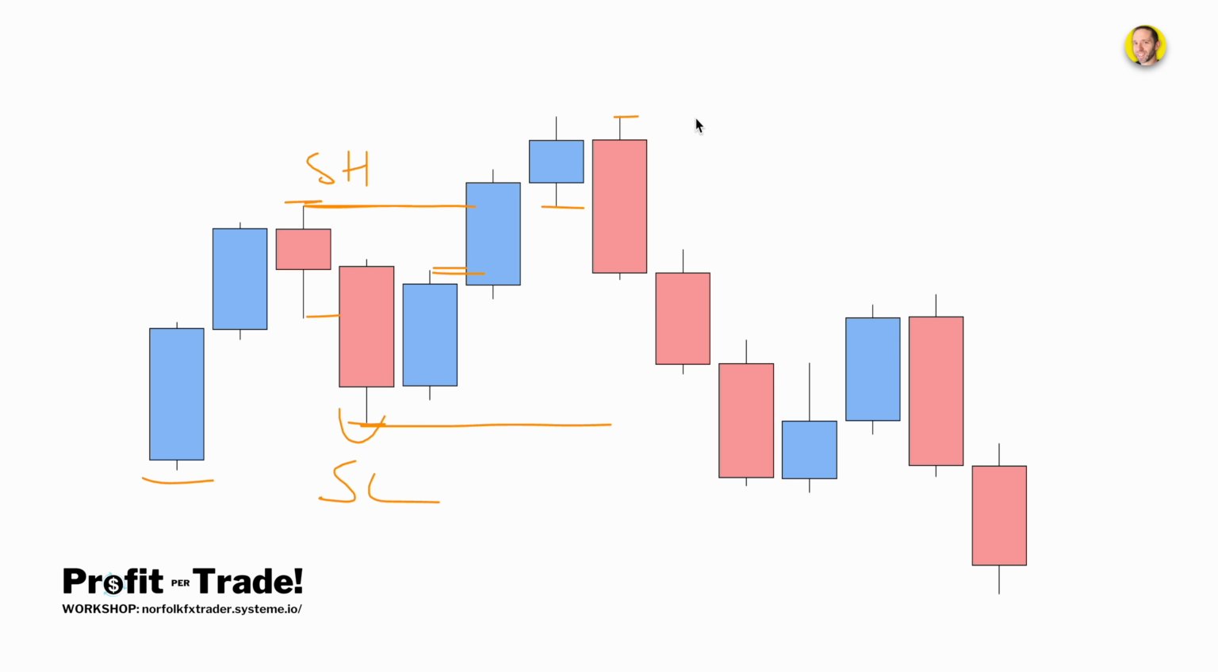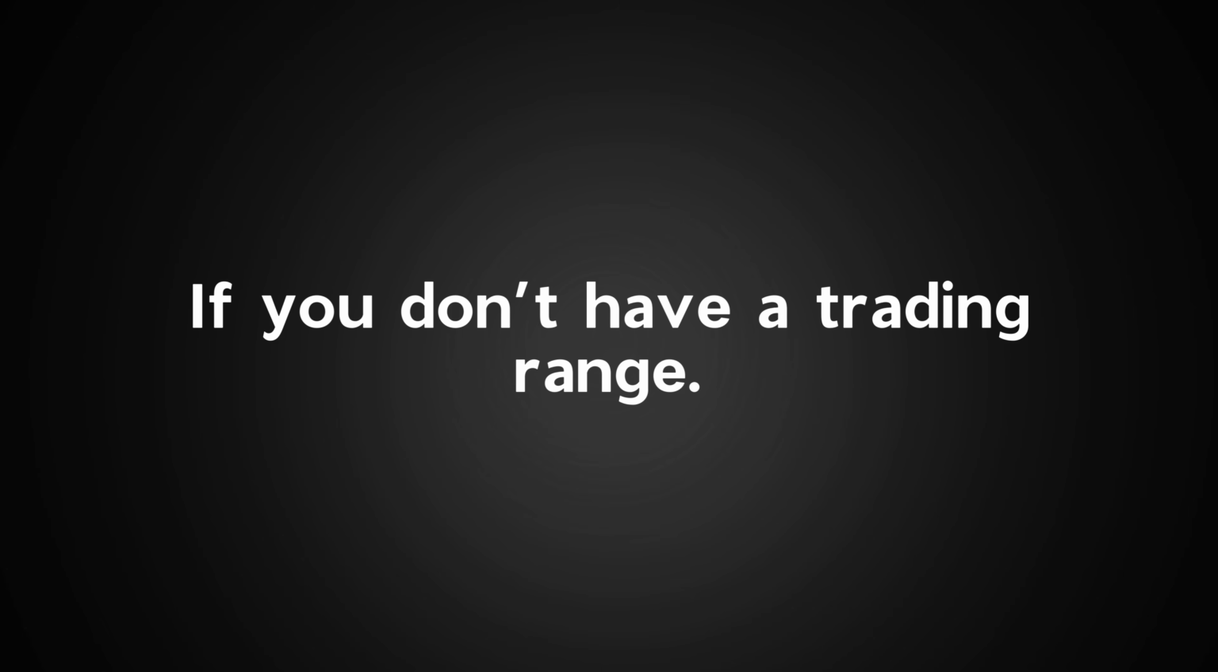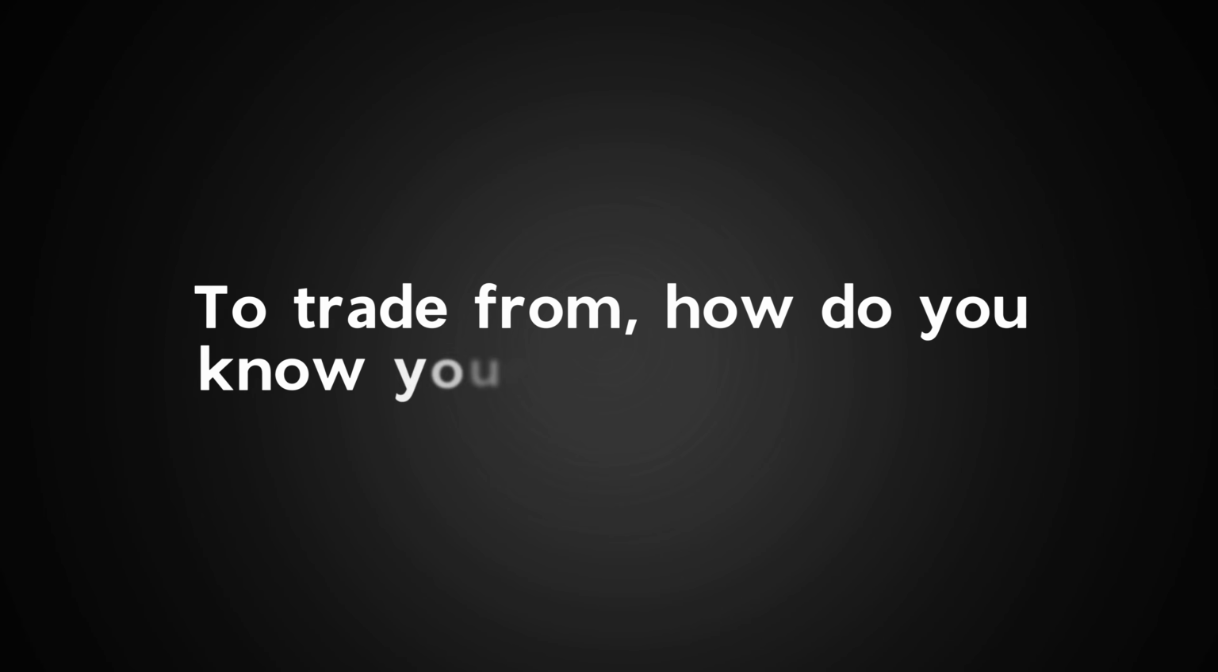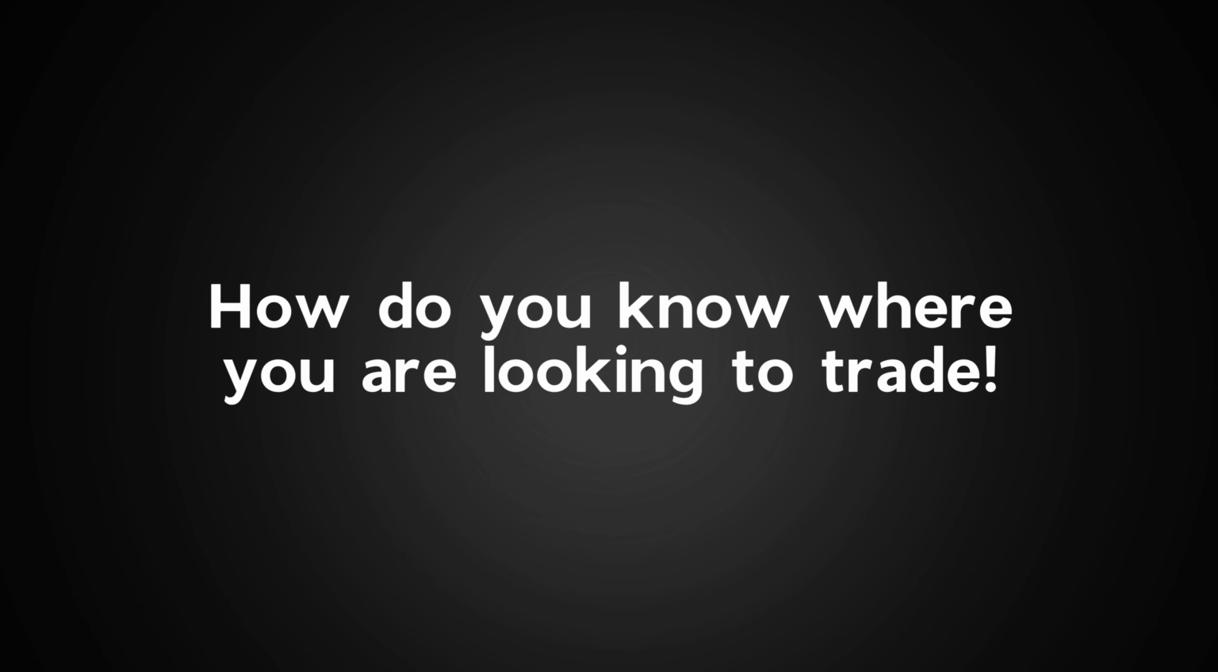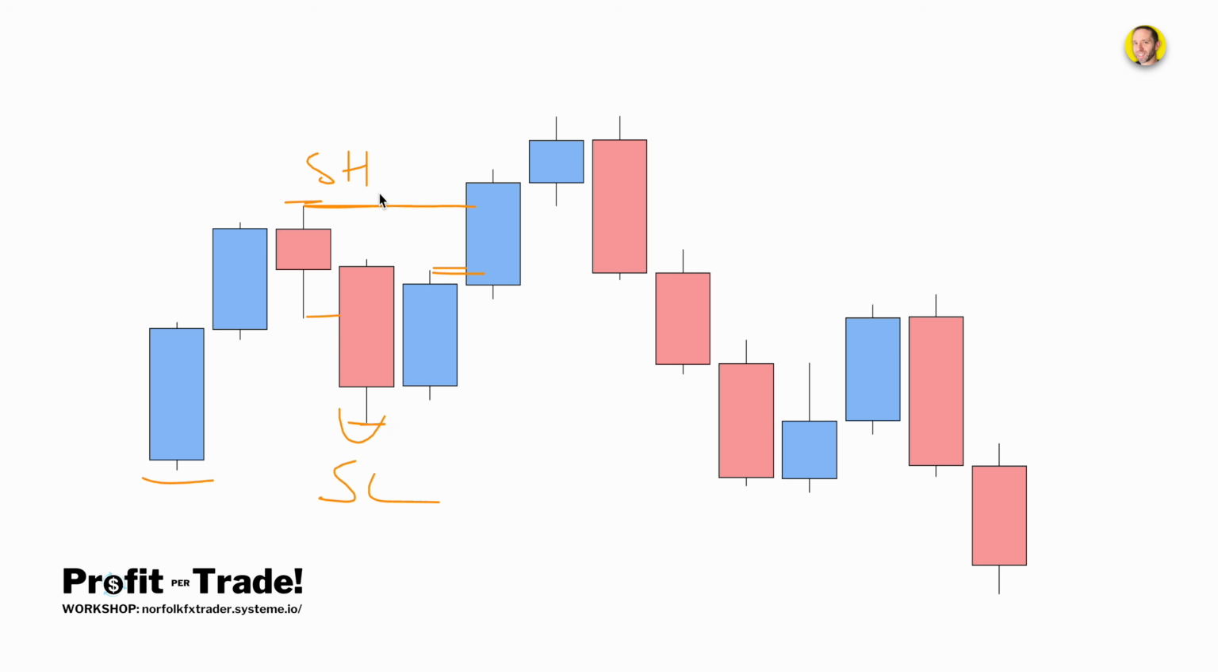That then gives us a valid new swing high in the market, and that gives you your current trading range. That's what it's all about. It's understanding the use of the candlesticks on your chart to identify a valid break of structure and a valid trading range. If you don't have a trading range to trade from, how do you know your directional bias? How do you know where you're looking to trade? So that is the simple procedure.